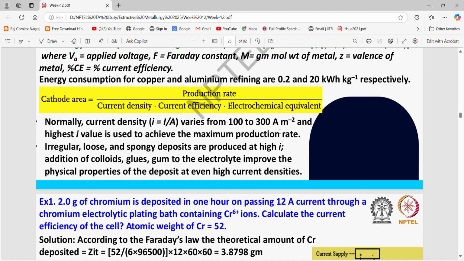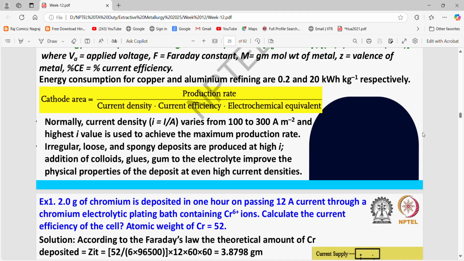So that is something we have to keep in mind: what type of material we are trying to deposit, or what properties we are trying to achieve with that particular deposition. According to that we can define the current density required for that particular operation.